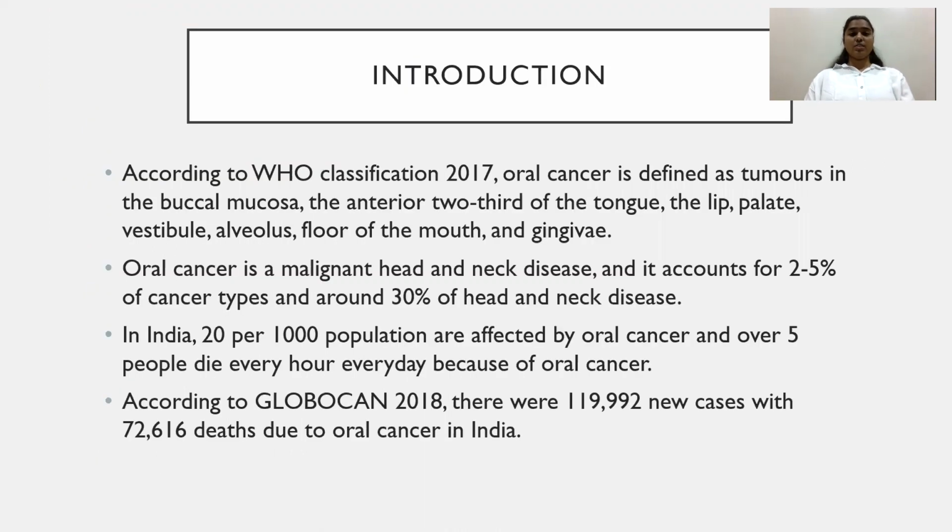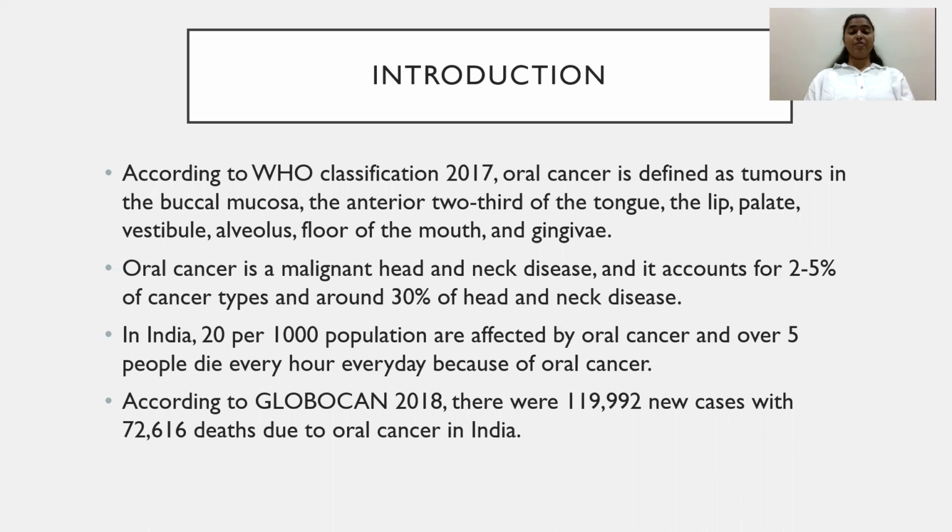Introduction. The WHO classification of 2017 defined oral cancer as tumors in the buccal mucosa, the anterior two-thirds of the tongue, the lip, palate, vestibule, alveolus, floor of the mouth, and gingiva. Oral cancer is a malignant head and neck disease which accounts for 2 to 5% of cancer types and around 30% of head and neck diseases. In India, 20 per thousand population are affected by oral cancer and over 5 people die every hour every day because of it.